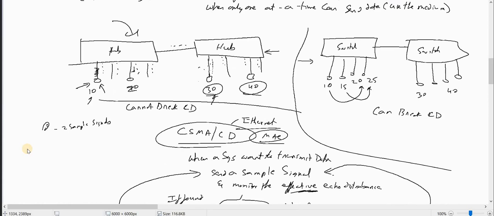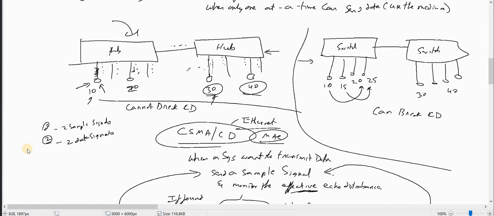Because of that, there is a second possible collision, and that is two data signals colliding. What is happening? 10 wants to send the data, so it sends a sample signal. 30 wants to send the data, so it also sends a sample signal. Both the sample signals collide, but no disturbance is detected because it's just a low frequency signal.